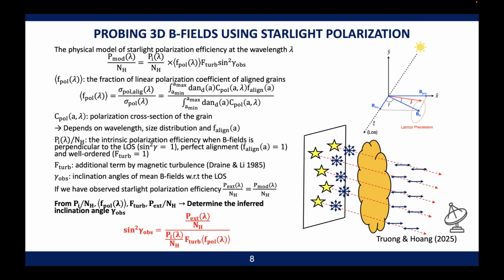So if we have the starlight polarization efficiency, the polarization degree over the column density or over the visual extinction, and if we can characterize the first three parameters, the PI, this F-pole, and also the F turbulent, we can use that to determine the inclination angle of the magnetic field, the same as we did in the case of thermal dust polarization.